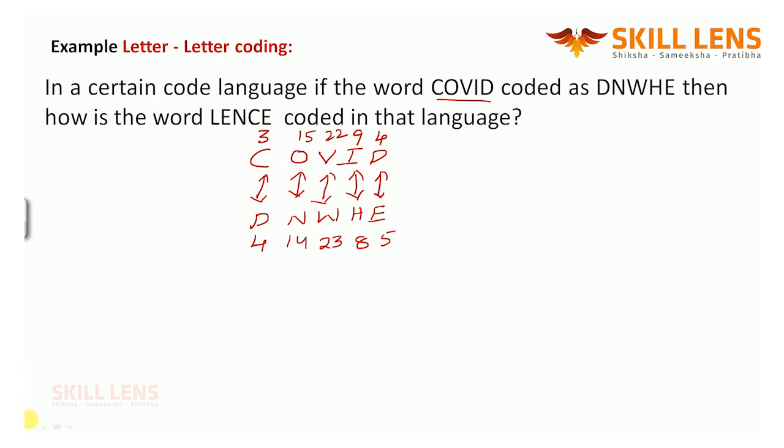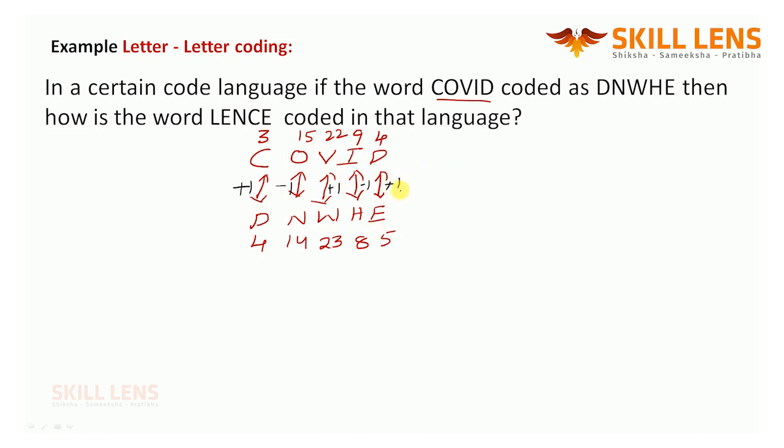Guys, if you closely observe here, look at 3 and 4. Can I say it is plus 1? Yes. What happened to the next one? 15 and 14. Can I say it's minus 1? Yes. 22, 23. Now you are not concerned about the alphabets, you are concerned about the numbers. Numbers are easy. 22, 23, again plus 1. 9 and 8, minus 1. 4 and 5, plus 1.